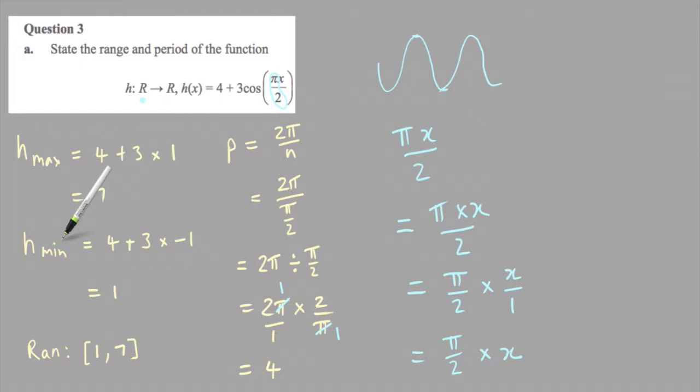The minimum value of the h function is equal to 4 plus 3 multiplied by the minimum value of a cos function, which is minus 1, and subbing that in, minus 1, that equals 1. So from lowest to highest, 1 to 7 inclusive, that's the range of that function.